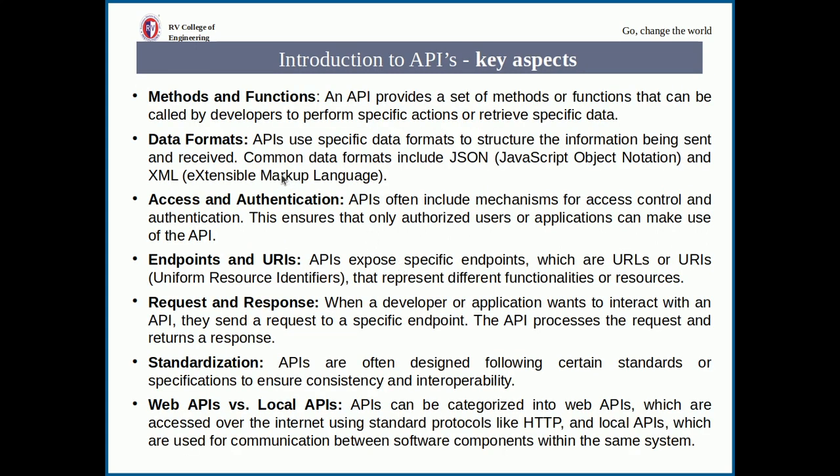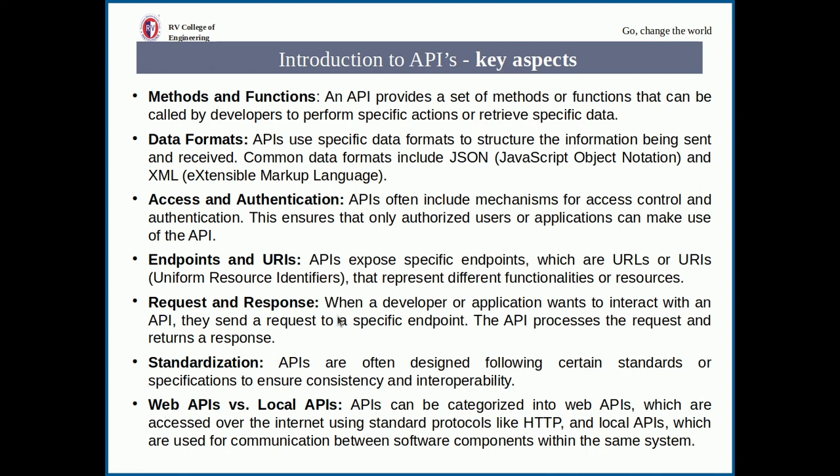What are the key aspects of it? The key aspects of APIs are methods and functions, data formats. The same basic formats will be used. Access and authentication, endpoints and URIs. APIs expose specific endpoints, which are URLs and URIs that represent different functionalities or resources.